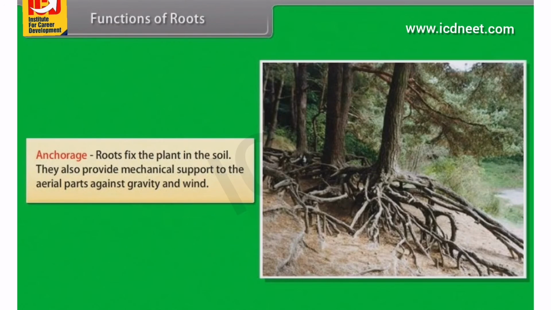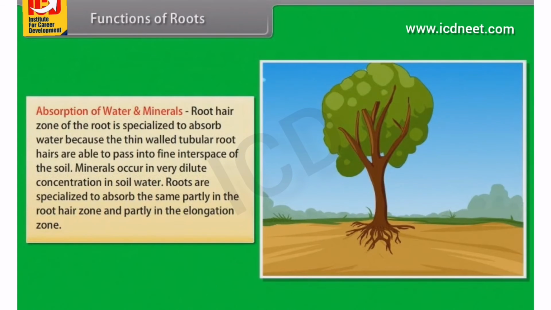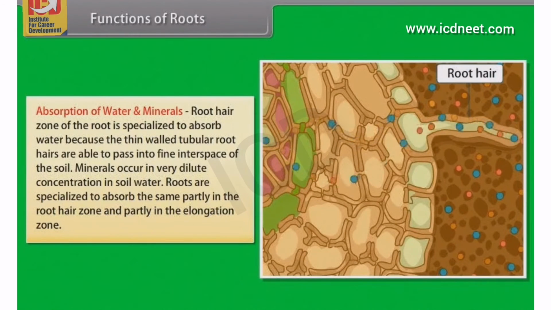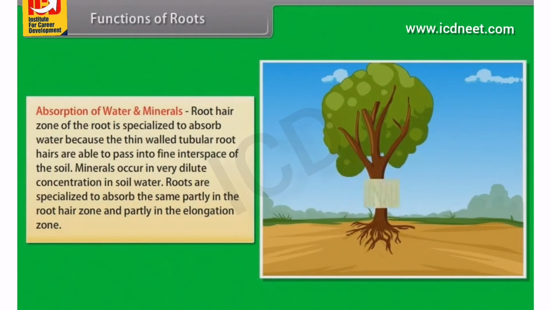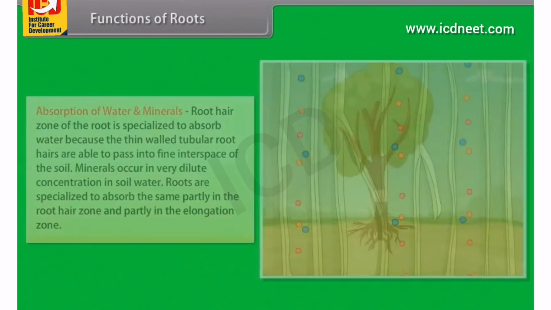Functions of roots. Anchorage: roots fix the plant in the soil. They also provide mechanical support to the aerial parts against gravity and wind. Absorption of water and minerals: the root hair zone is specialized to absorb water because the thin-walled tubular root hairs are able to pass into fine interspaces of the soil. Minerals occur in very dilute concentration in soil water. Roots are specialized to absorb them partly in the root hair zone and partly in the elongation zone.